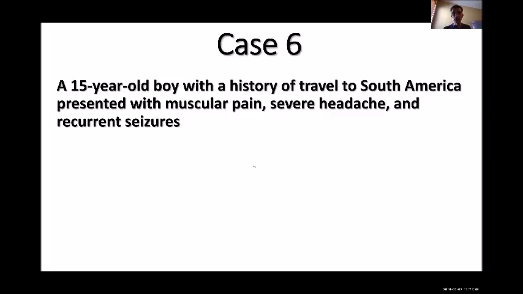Okay, case number 6. We will go to the lung, and I have like 900 cases, but I don't think the time will permit. But I try to put the most important ones that people usually put in the exam. I have 100. We can continue later if you want, not today. A 15-year-old boy with a history of travel to South America presented with muscular pain, severe headache, and recurrent seizure.